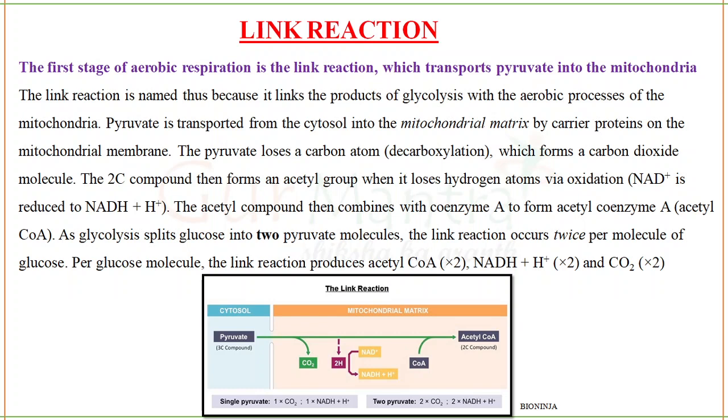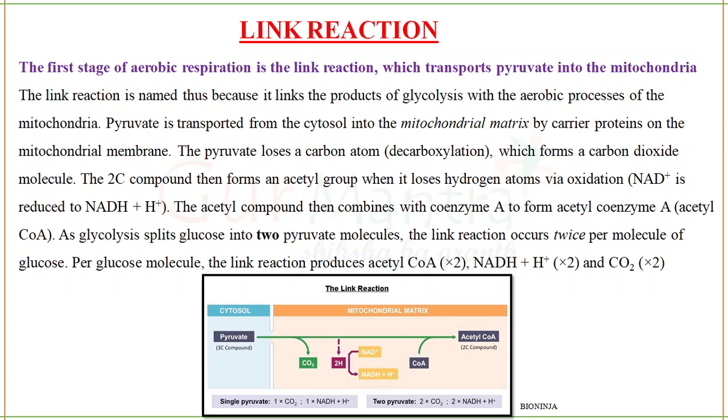In the link reaction, the pyruvate loses a carbon atom by decarboxylation, which means carbon dioxide is released. This is the first step. Second, since it loses one carbon atom, it becomes a 2 carbon compound, which we call an acetyl group. This acetyl group loses hydrogen via oxidation, where NAD plus is converted to NADH. This is a redox reaction where oxidation of the acetyl group leads to reduction of NAD plus to NADH. Third, coenzyme A attaches to this acetyl group and forms acetyl coenzyme A, or acetyl CoA in short. That is the 2 carbon compound.